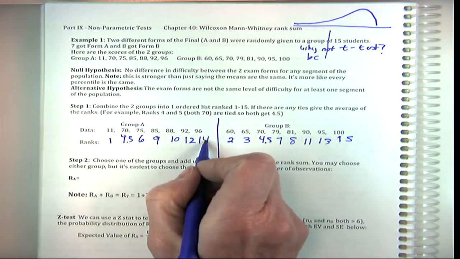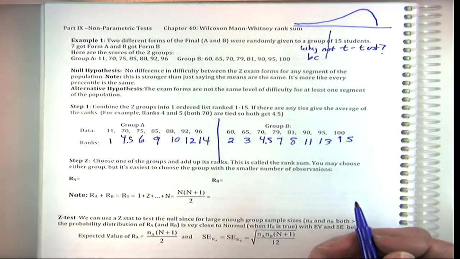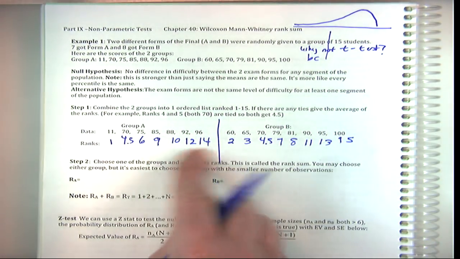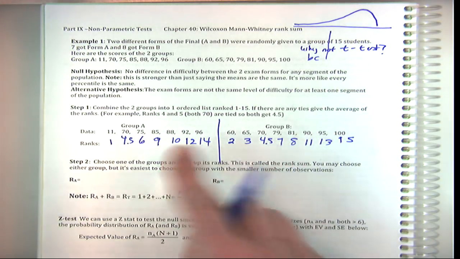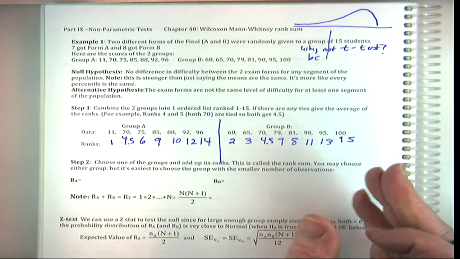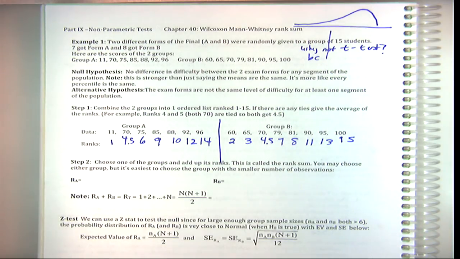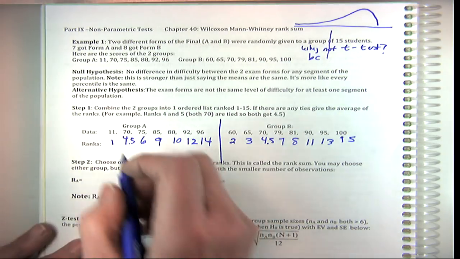And now what we do is sum the ranks for group A and for group B to see if there's a difference. Under the null, there wouldn't be a difference. All right, so we sum these.